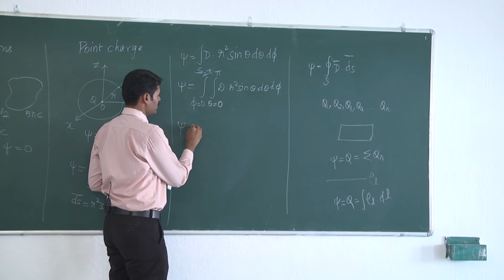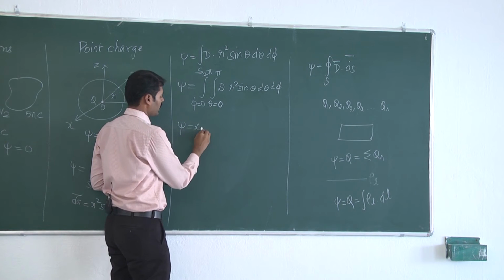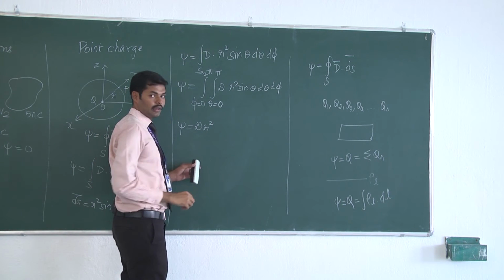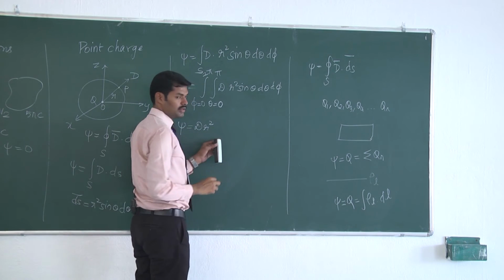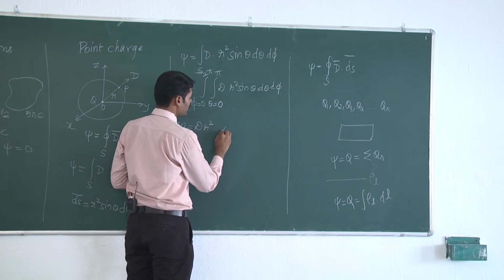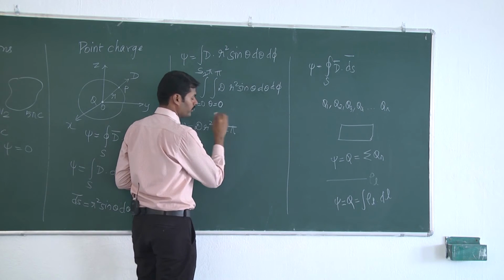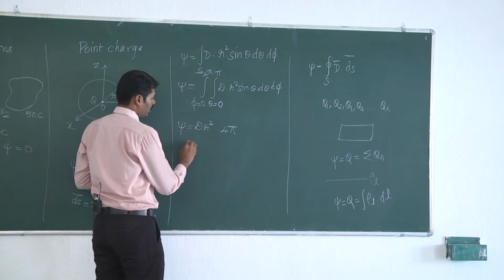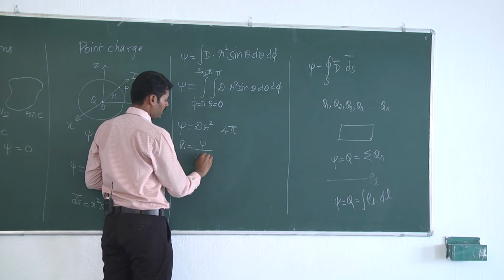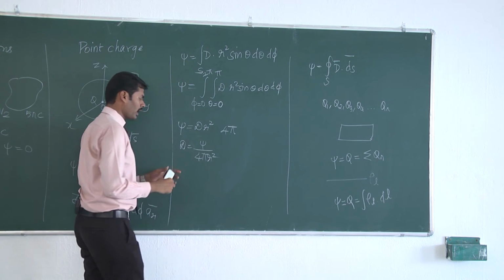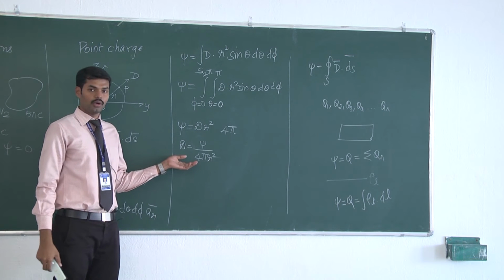Upon integrating, psi will be equal to D r square into the double integral, taking D and r square outside since they are constant. If you integrate, then we will get the value of 4 pi. So D can be written as psi divided by 4 pi r square. This is the magnitude of the electric flux density that we have obtained.